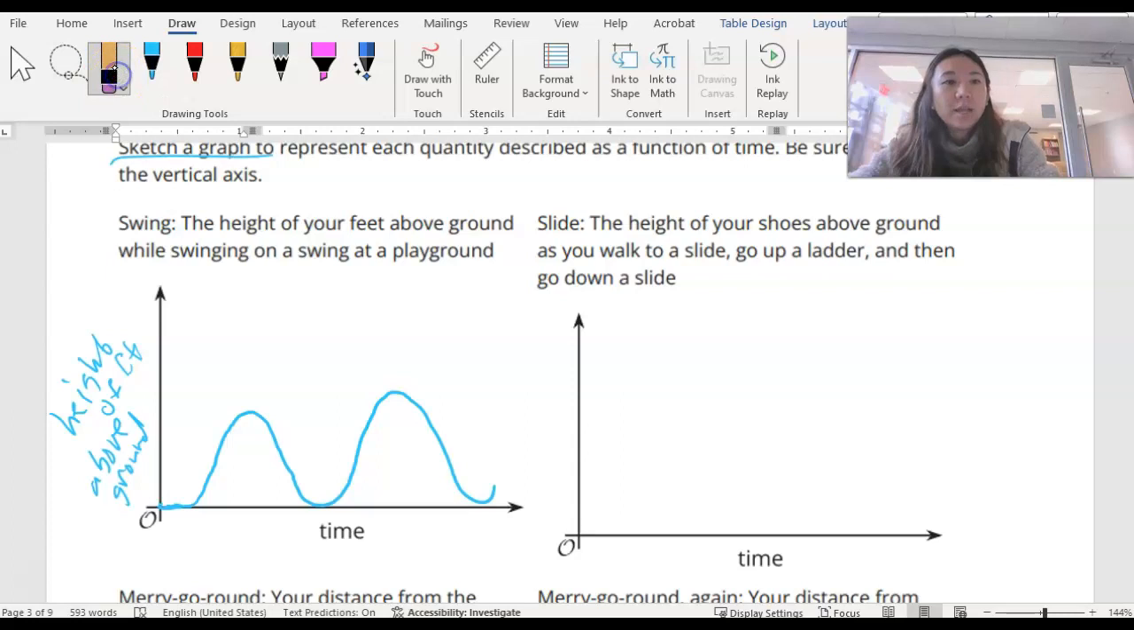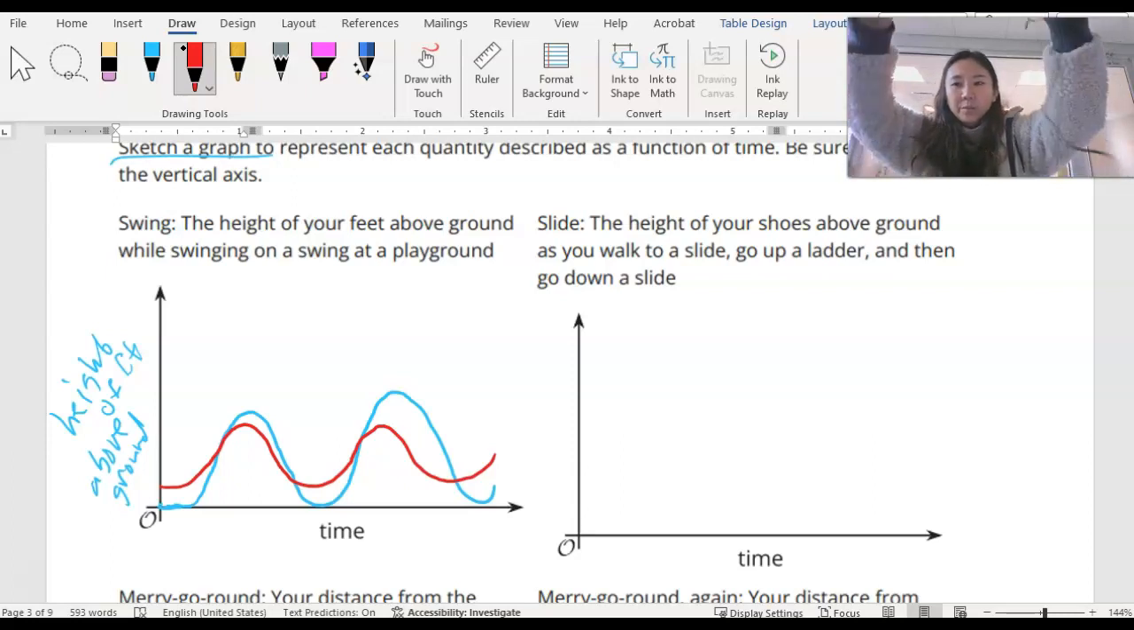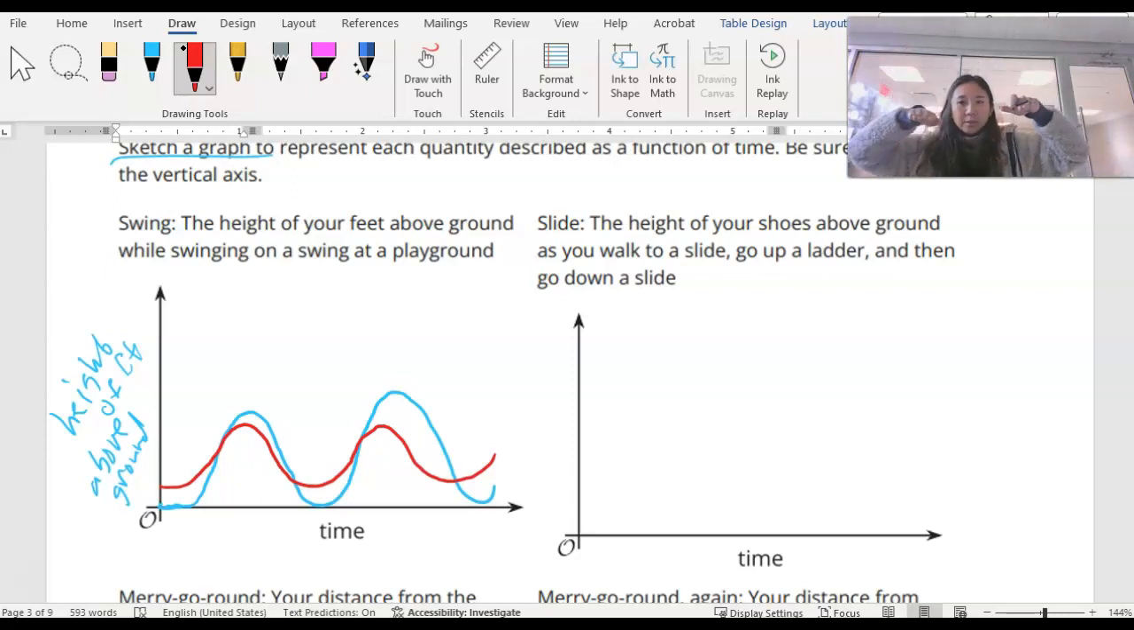Now, if I were a child, let me do it in a different color, my feet, like my daughter's feet, don't touch the ground, right? So she's going to come up and then her feet are going to come back down. Her feet are never going to touch the ground, right? So you could have several different graphs that represent this, but you should have a wave because as you swing up, your feet get further away from the ground. And as you swing back down, they get closer to the ground, then further up, and then back down, okay?